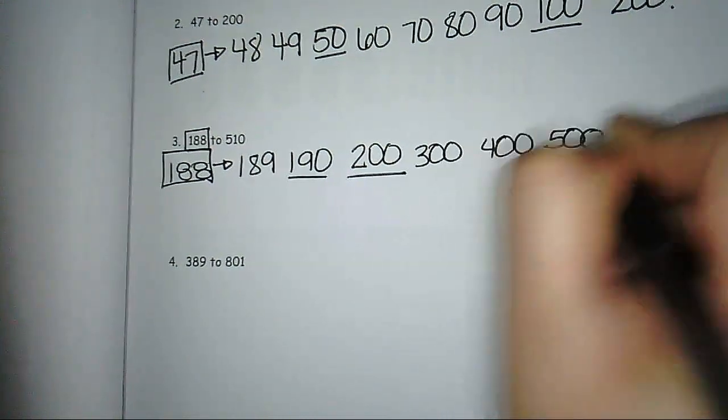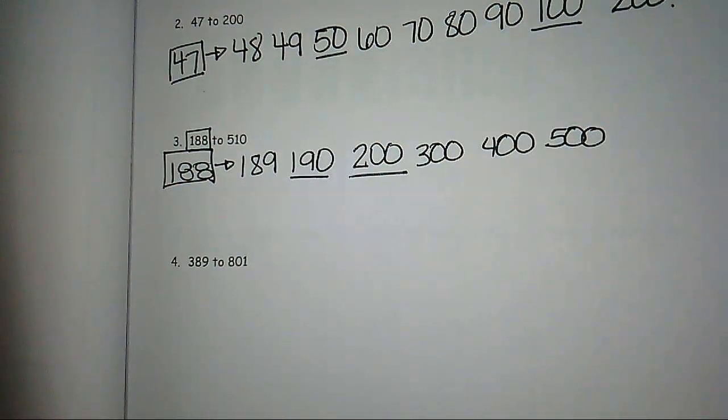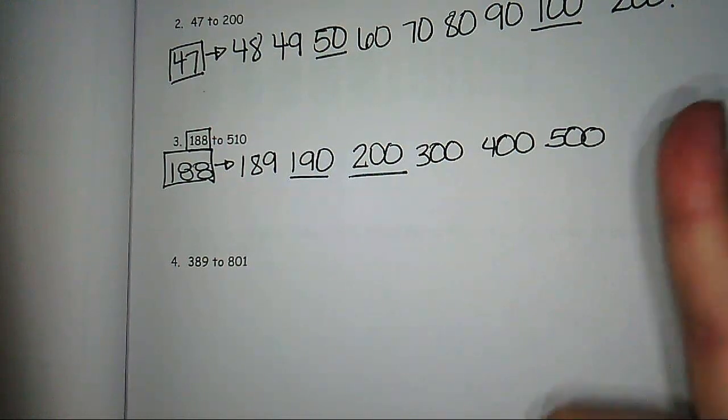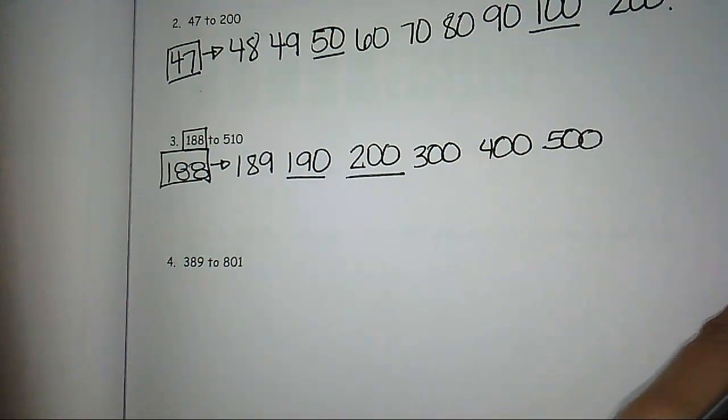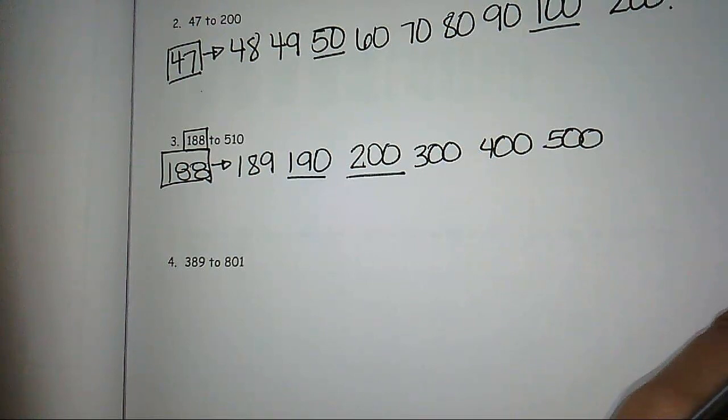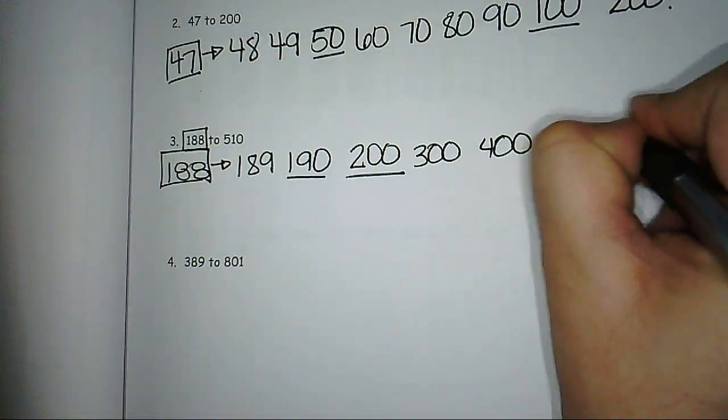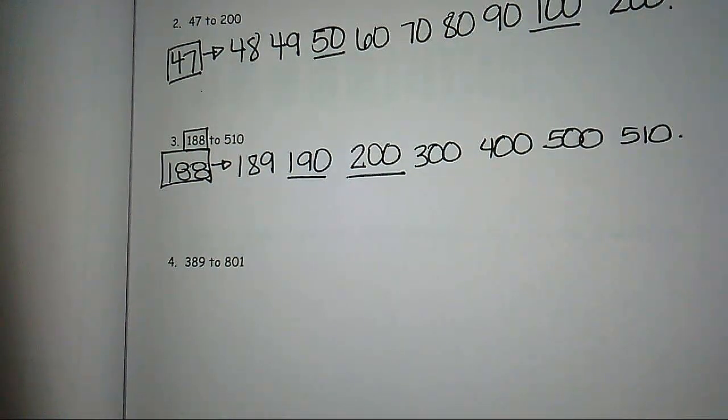I stop at the number 500, but I need to get to 510. So what would I count by now? Ones, tens, or hundreds? If you said 10, if you wrote 10, the answer is absolutely right. And here's what you should have.